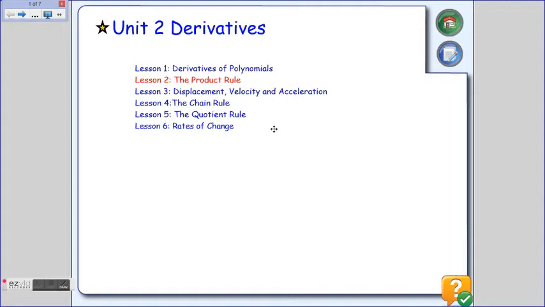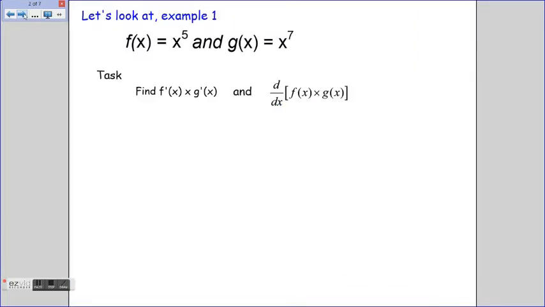Welcome to today's lesson. Today we are on Unit 2, Lesson 2, which is all about the product rule. Let's first take a look at this example. Let's say, for instance, you have f of x is equal to x to the exponent 5 and g of x is equal to x to the exponent 7.